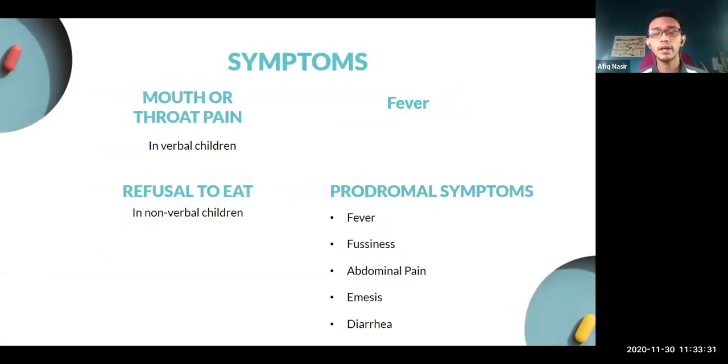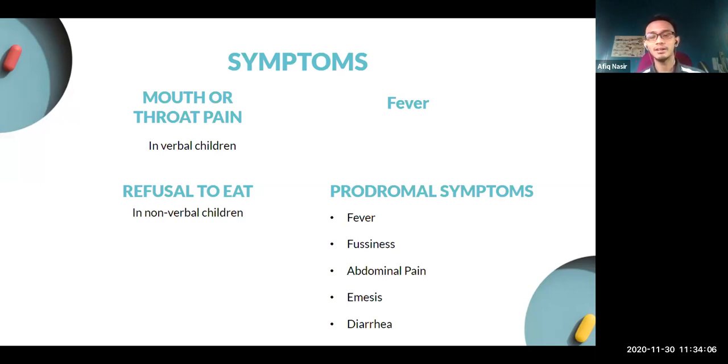The symptoms of hand, foot, mouth disease are actually not diagnostic. So the patient could complain of fever due to the infection, and the children themselves will complain of mouth or throat pain. And in smaller, younger children who cannot talk yet, the guardian might complain of refusal to eat from the patient.